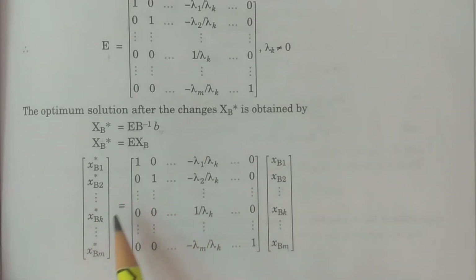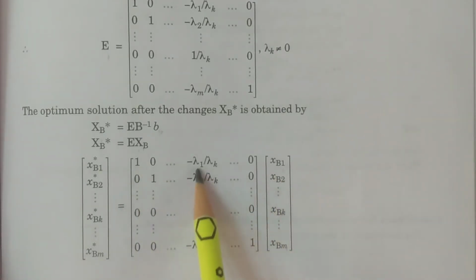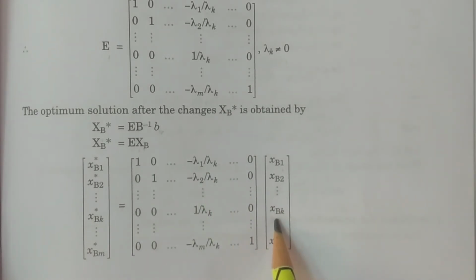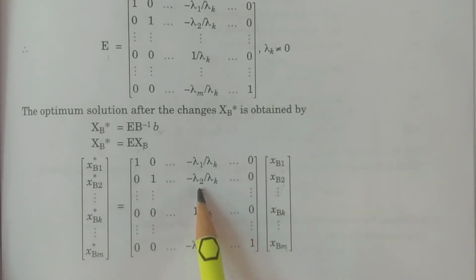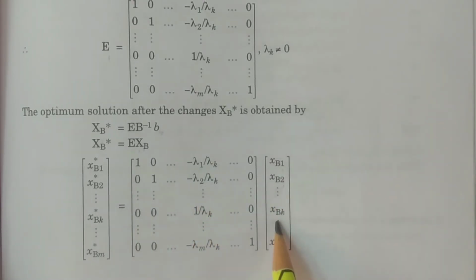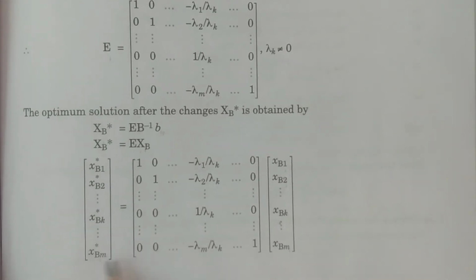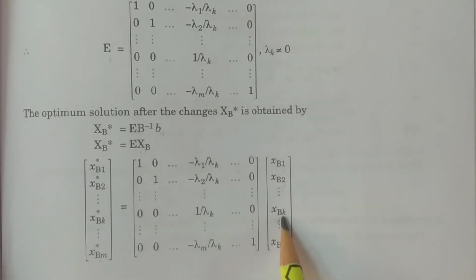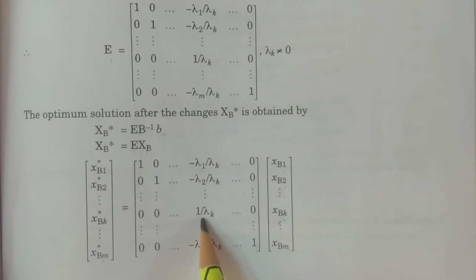For i not equal to k, multiplying gives 1 into xb1 minus lambda 1 by lambda k into xbk, then 1 into xb2 minus lambda 2 by lambda k into xbk, the remaining entries being zeros, and similarly 1 into xbm minus lambda m by lambda k into xbk. So this is the value for i not equal to k. For i equal to k, xbk star is equal to xbk by lambda k, that's all.